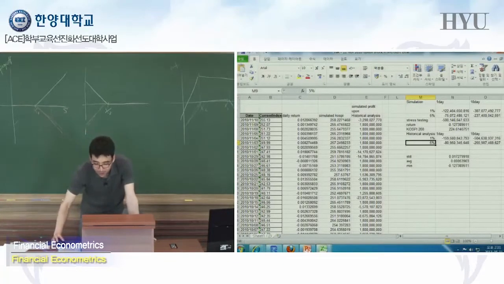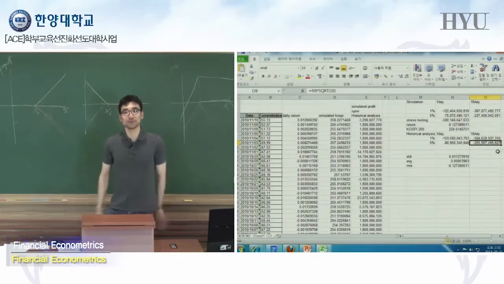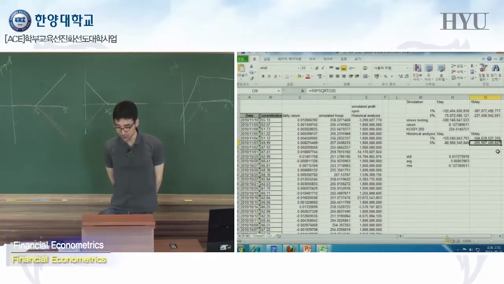How about 10 days? The rule of thumb is that here we can simply multiply by the square root of 10. So it means that I am 99% sure that my loss will not exceed this value at risk. This is called the value at risk for the next 10 days. I am 95% certain that my loss will not exceed this value over the next 10 days. So it's very easy, right?